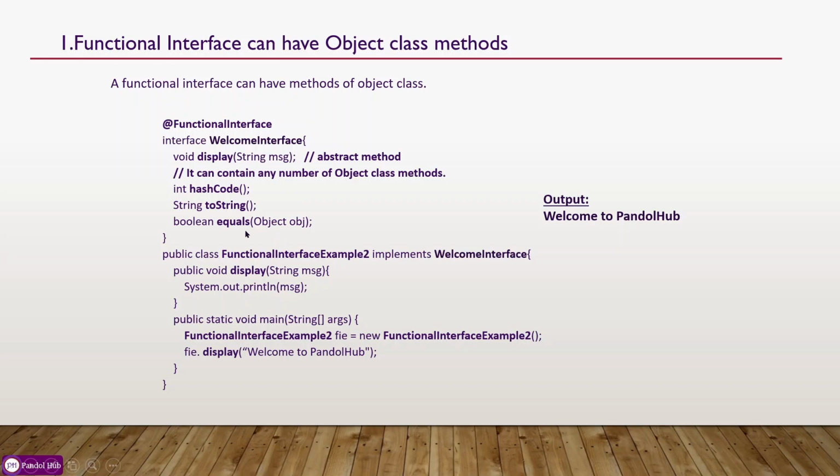To provide an implementation for this abstract method, we create a class which implements that functional interface, override the abstract method, and provide the implementation for it. Similar to the previous example, I create an object for this class and call that abstract method definition, which is just going to print whatever string I pass. Here is the output, where I just print the message: welcome to Bundle Hub.